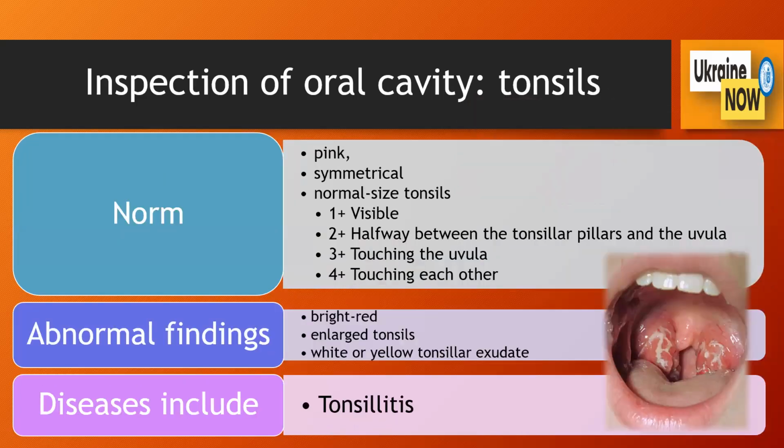To assess the tonsils, a patient opens their mouth and a tongue blade is used to depress the tongue. A penlight is used to inspect the back of the patient's throat, looking for pink, symmetrical, and normal-sized tonsils. Tonsil size is graded as follows: 1 plus visible, 2 plus halfway between the tonsillar pillars and the uvula, 3 plus touching the uvula, 4 plus touching each other. Abnormal findings include bright red, enlarged tonsils, or white or yellow tonsillar exudate. Tonsillitis is an inflammation of the tonsils.